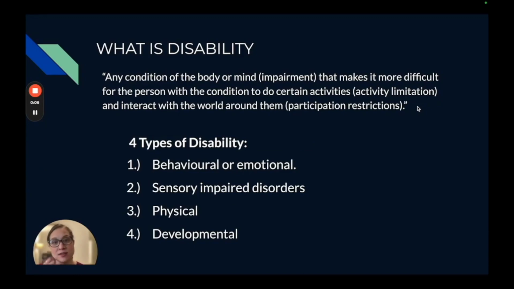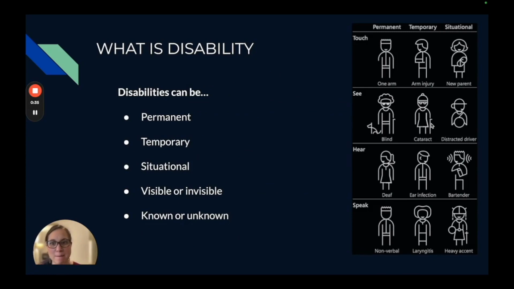And that's any condition of the body or mind, an impairment that makes it more difficult for the person with that condition to do certain activities and interact with the world around them, which is a lot of words. But these things can be categorized into 4 different types. There's behavioral and emotional, sensory impaired disorders, physical disorders and disabilities, and developmental disabilities. Now, disabilities can be permanent, temporary, situational. They can be visible or invisible. They can be known or unknown.